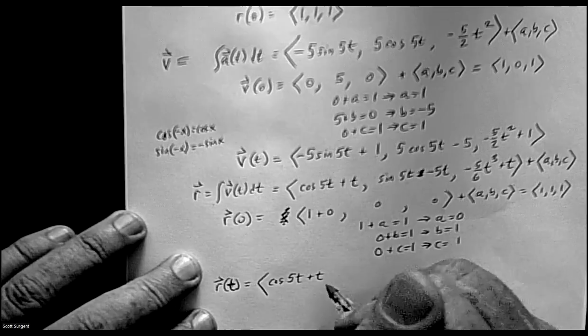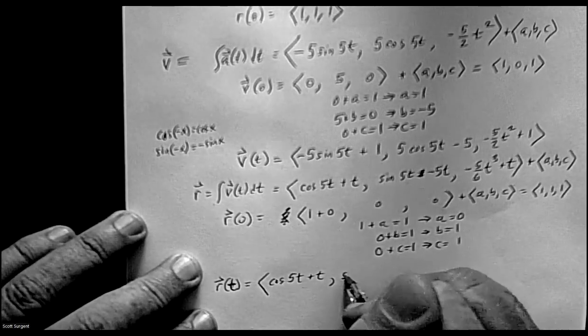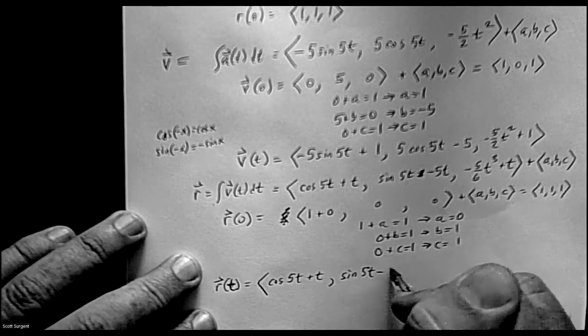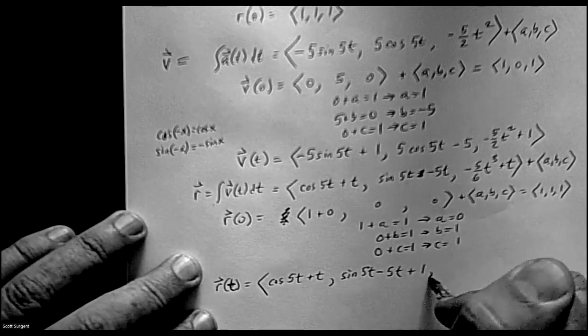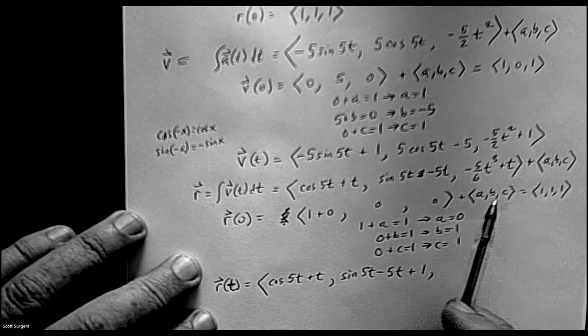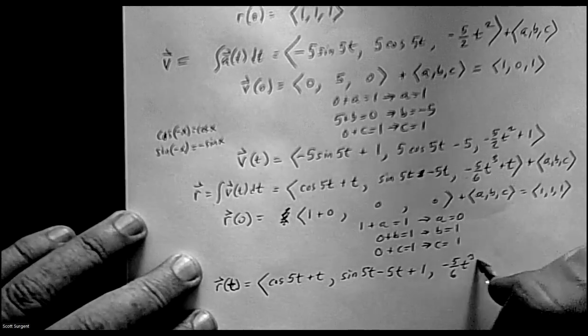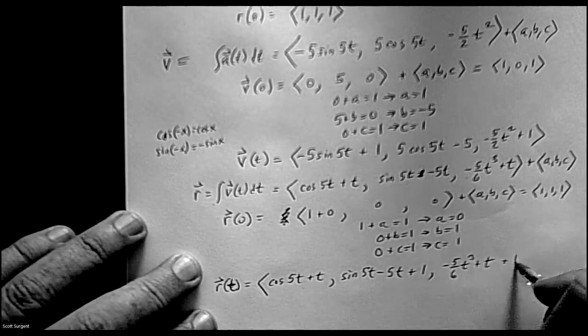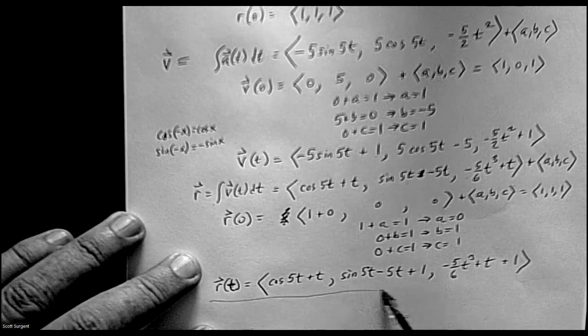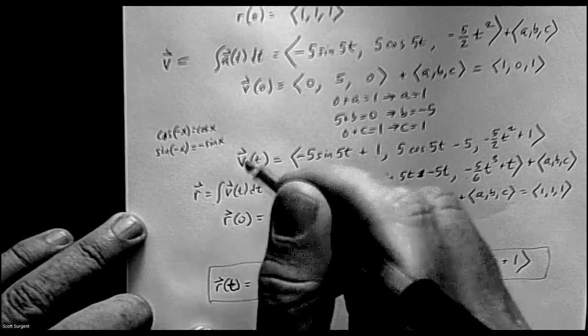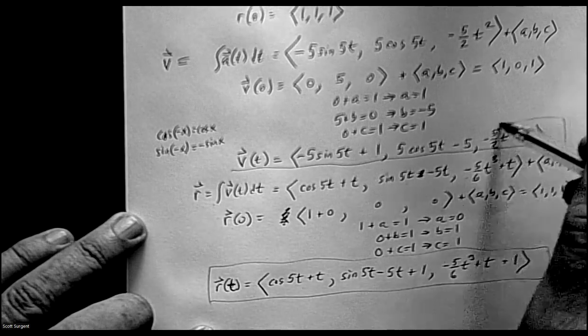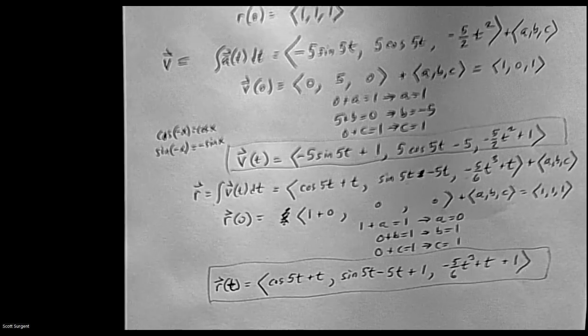So I guess A was 0, so I don't need to write anything. And then I have sine of 5t, take away 5t plus 1. That's where this b equals 1 comes in. And then this guy is negative 5, 6 t cubed plus t plus 1. And that would be your complete position vector. And I'll highlight the complete velocity vector.